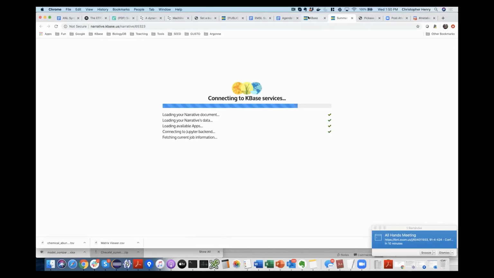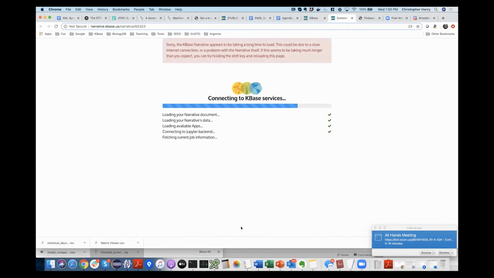workflow in KBase. Of course, I've restarted this thing, so I'll have to wait for it to load. While we're waiting for this, I can take questions. That's what I have at the moment.